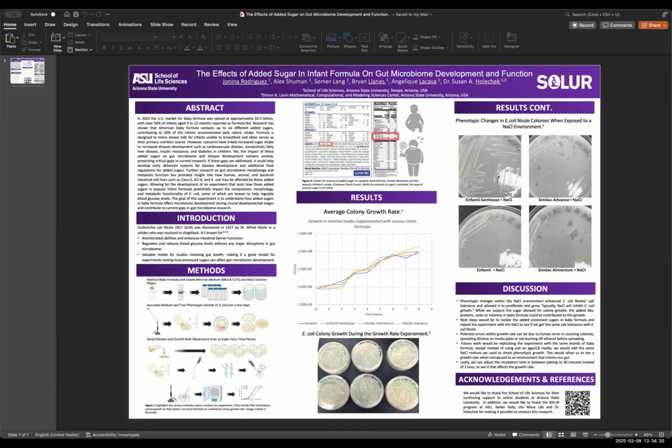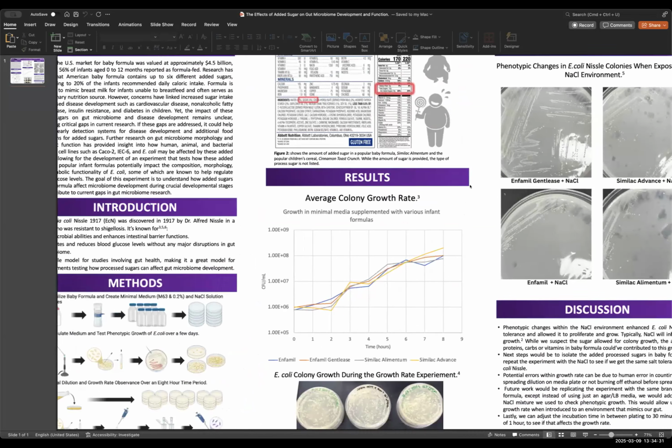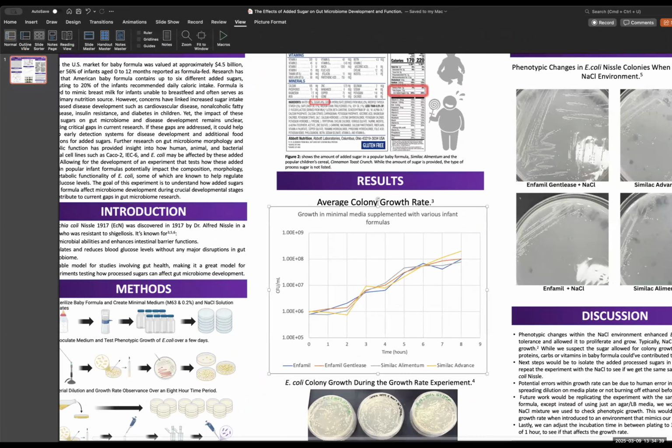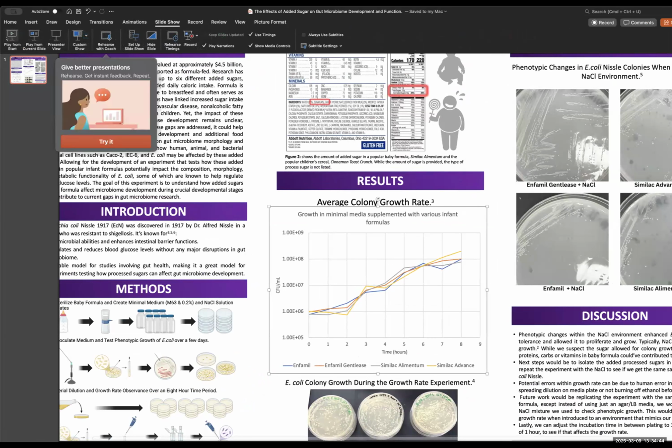And we found that even though it's a salty environment and E. coli is known to not thrive in salty environments, we found that, if you can see up here in the, whoa, that's not what I wanted. Hold on, we're going to go into present mode. Let me go into present real quick.